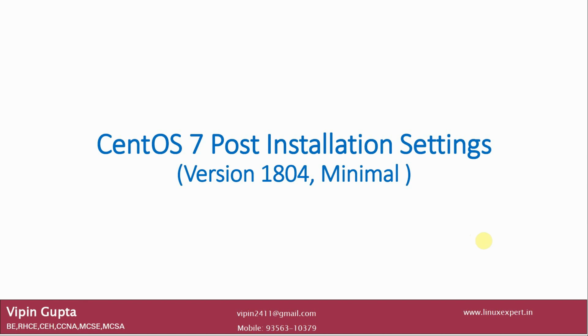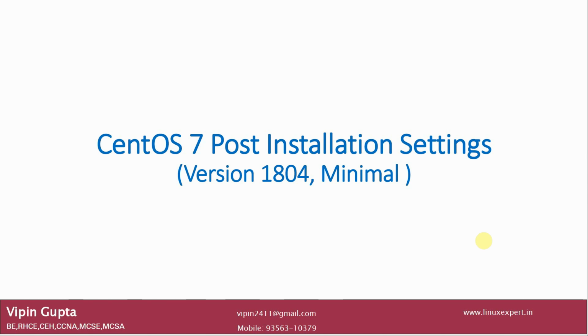In this video we will be seeing how to do the post installation settings in CentOS. We have already installed CentOS 7. Now we want to make certain changes. Three main changes we are going to make. One will be regarding the firewall, second will be regarding SELinux, and third will be regarding setting the proper host name and domain name. So one by one we will be going towards that.